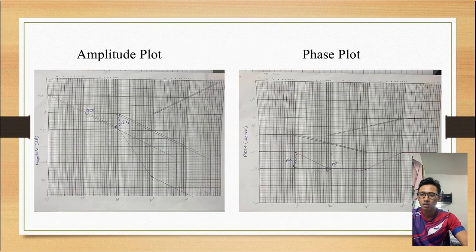Okay, this is the result from the Bode plot technique. We can see the line from 21 dB and straight, then it will drop. That's for the amplitude plot. For the phase plot, it is the red line. The line looks like a V. So that's all from me for question 1 and question 2.